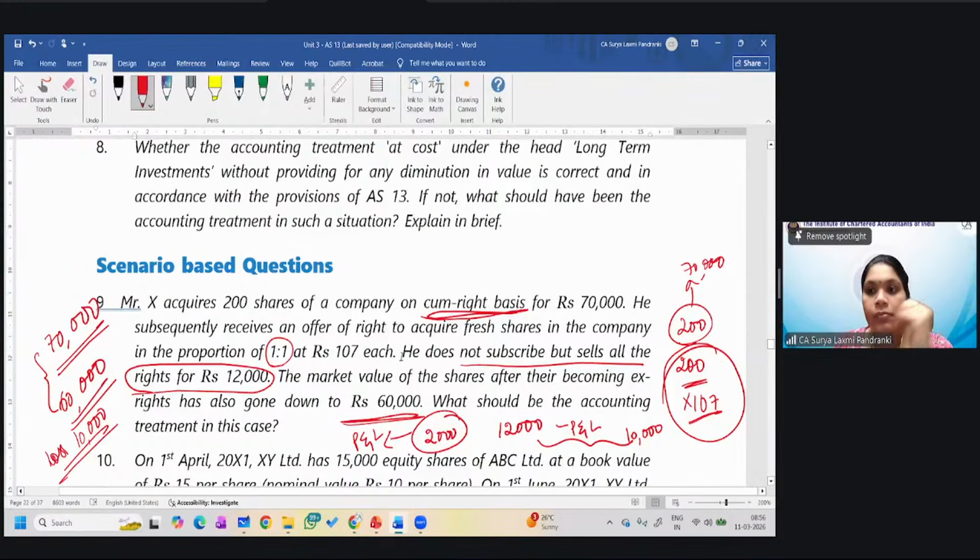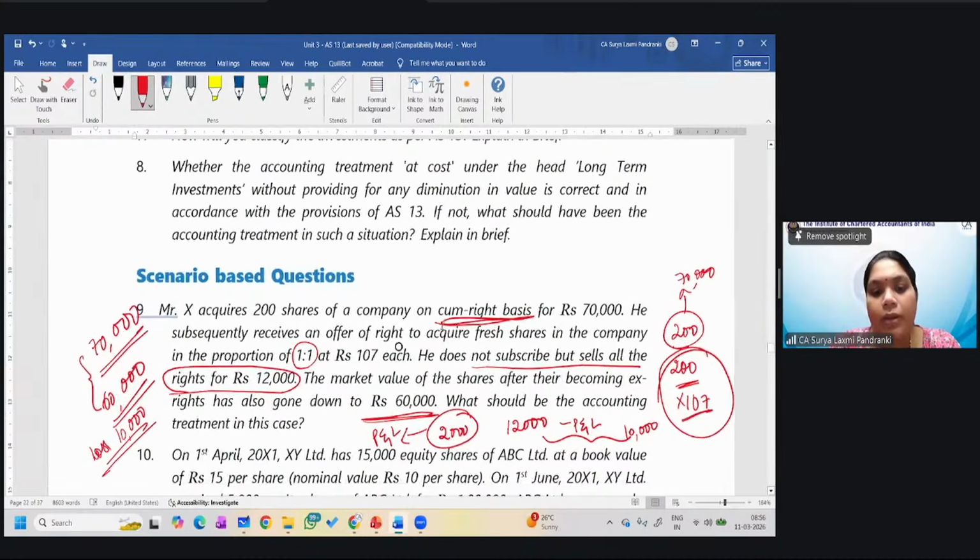Ma'am, could you explain what is cum right basis again? Meaning of it? We discussed what is cum right, ex right, and all before in the previous class. I mean, could you give an overview?